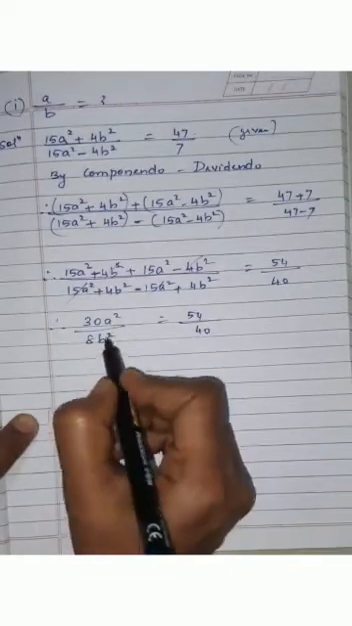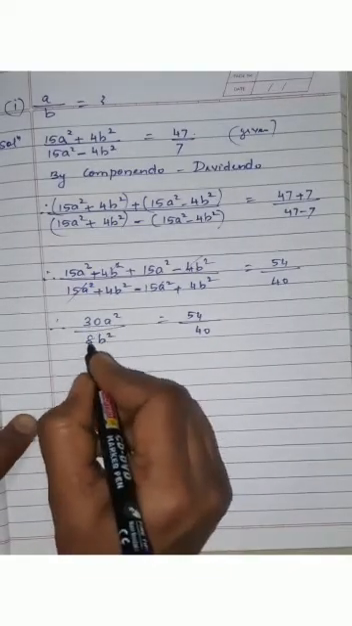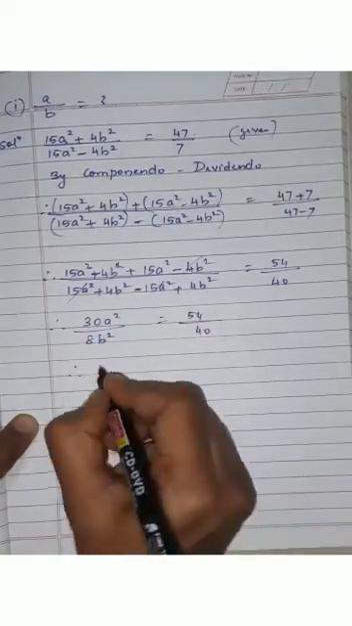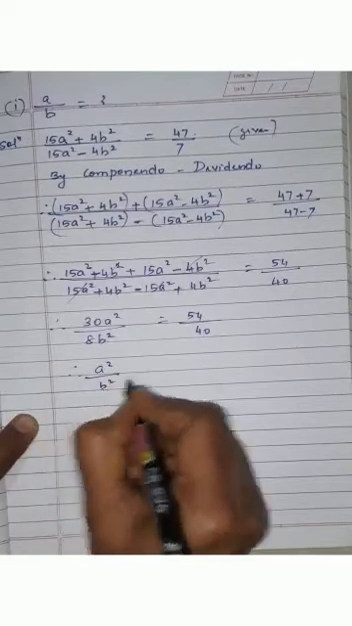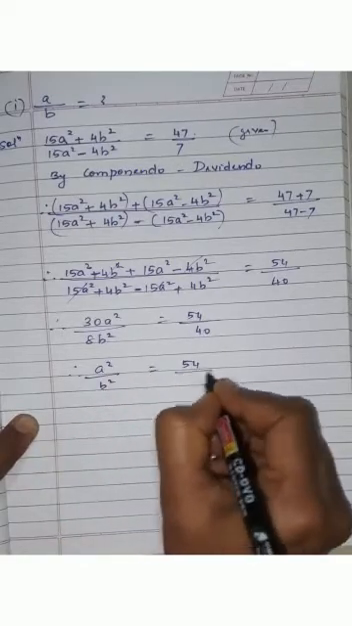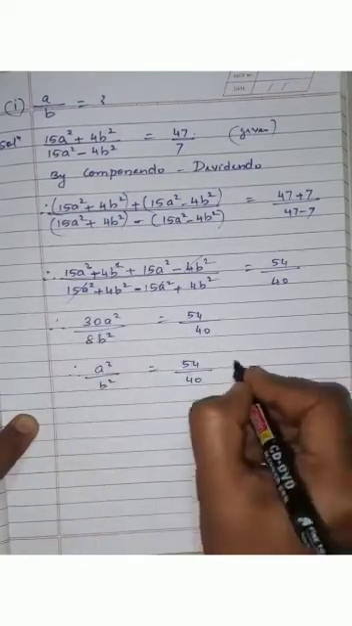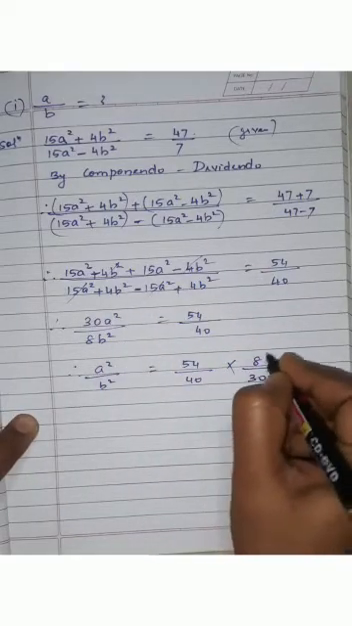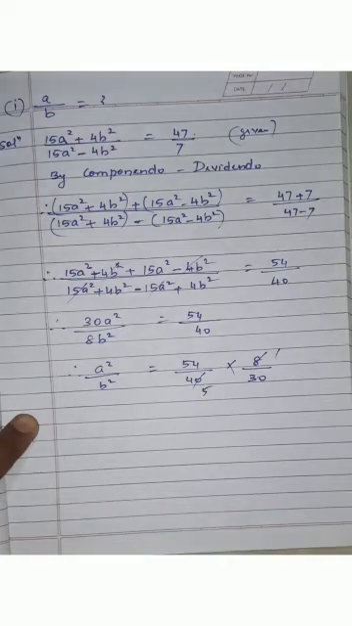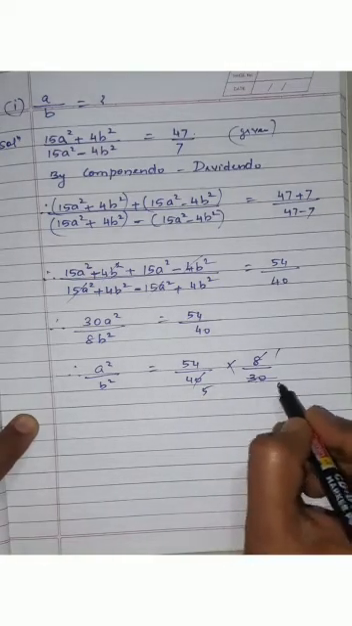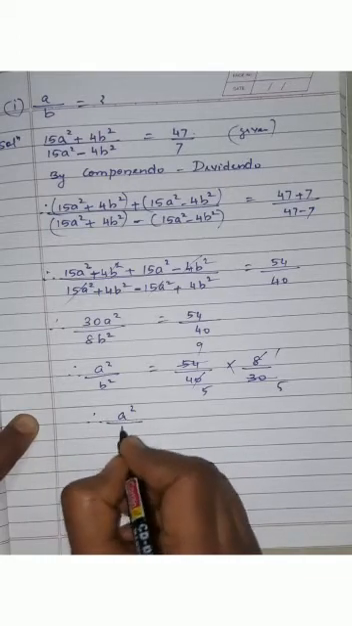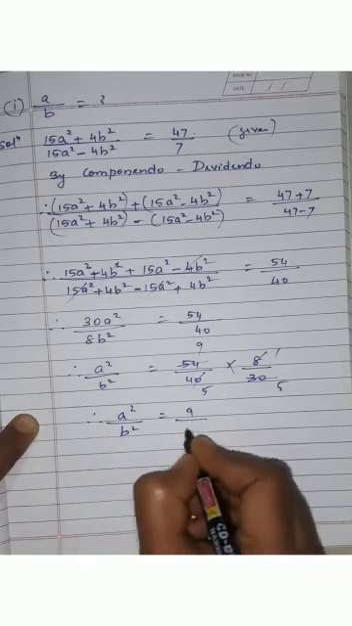Now children, we want only the value of a/b, so we don't want this 30 and 8 to be here. Therefore we will shift this 30/8 to the other side of the equation. So we get a²/b² = 54/40, and when it goes to the other side it becomes reciprocal, so we get 8/30. 8 ones are 8, 8 fives are 40, and 6 fives are 30 and 6 nines are 54. Therefore you get a²/b² as 9/25.